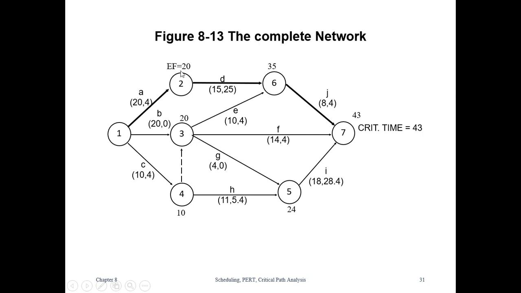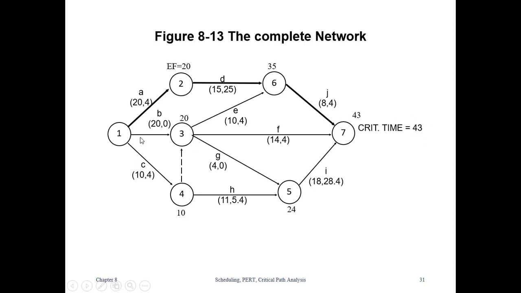At the end of this activity, after 20 hours, this activity will take another 15 hours, which means that activity D will be finished at the end of 35 hours. Then followed by 8, which means 43. So you can say that the critical time for this particular path is 43.